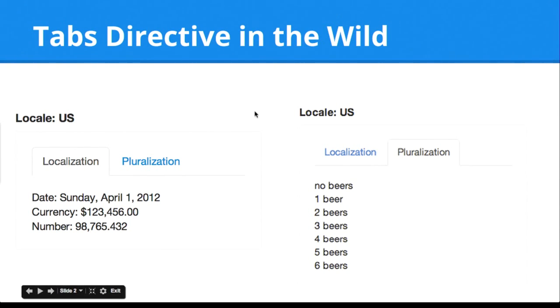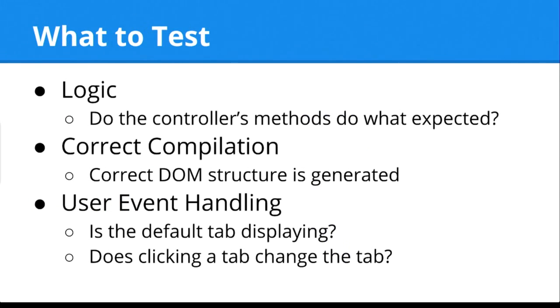It has two tab panes. One is for showing some localization filters, and the other is for showing pluralization. And we have a US version and a Slovak version. When thinking about testing directives, there are a few things that are good to think about.